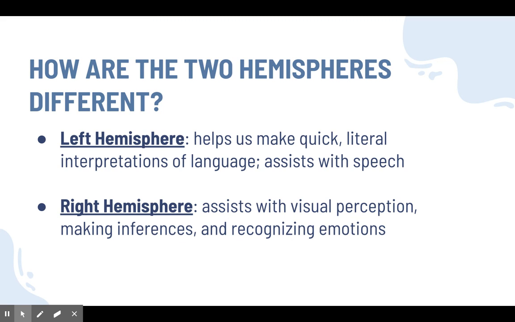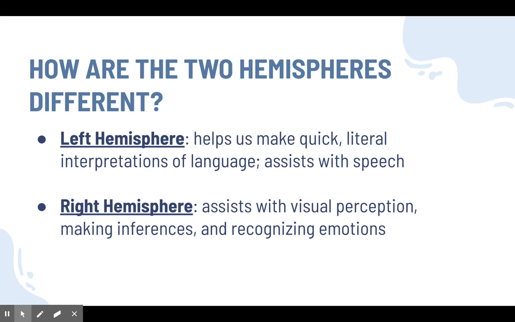The left hemisphere helps us make quick, literal interpretations of language. It also helps us with speech. The left side helps us say what we're seeing or communicate what we're hearing, like reading out loud. And again, it helps with really quick, literal interpretations of language. For example, if I ask, what is this a picture of? You could say, that's a picture of a dog. That would be a quick literal interpretation.